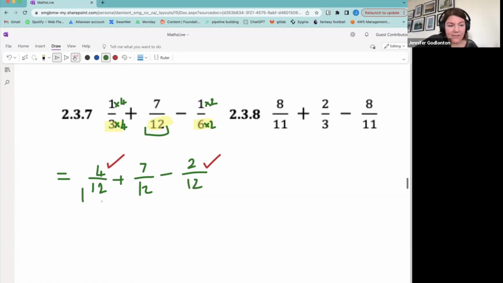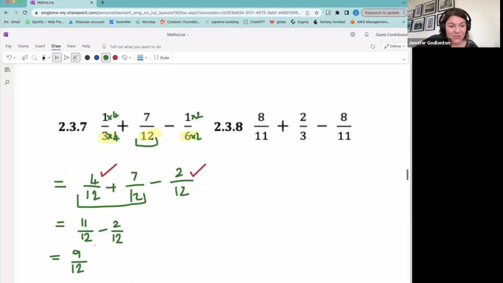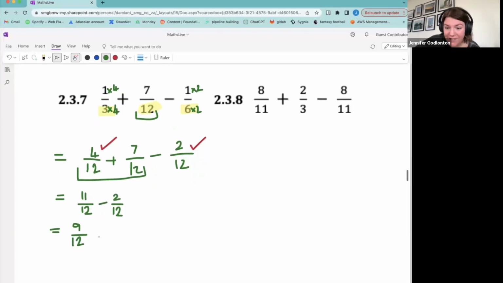So if you find it easier to work with the first two, we can do that. So 4 plus 7 gives us 11 over 12. And we are subtracting 2 over 12. And then 11 minus 2 is going to give us 9. So we have 9 over 12. And what is that going to simplify down to? 9 over 12 is not a simplified fraction.